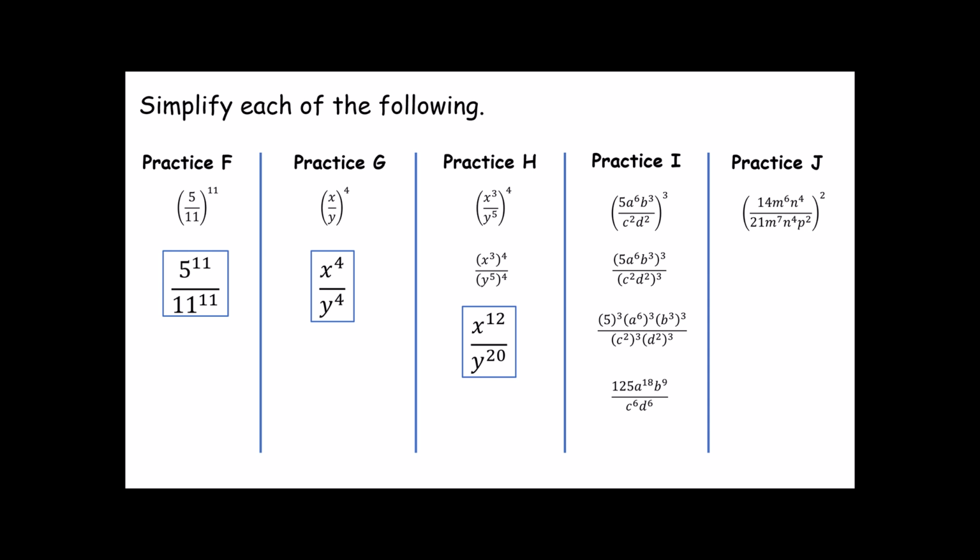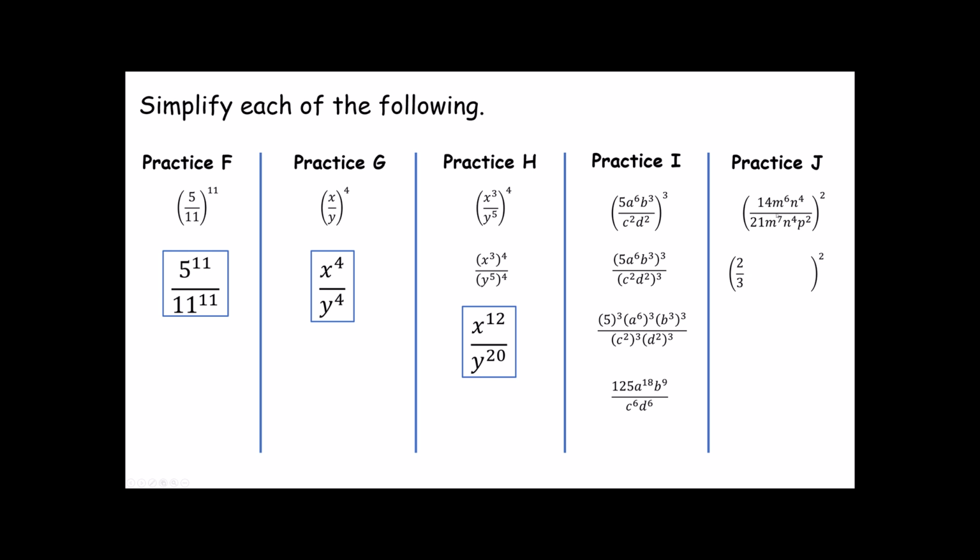Last one. Again, pause the video, try this on your own, see what you can do with this. My suggestion to you is that before you go distributing this 2 out to everything inside of here, you might want to look and notice that there are some things in here that can simplify. You might find that it's easier to simplify the inside before squaring than it is to square and then simplify at the end. For example, I know that 14 over 21 is the same as 2/3.